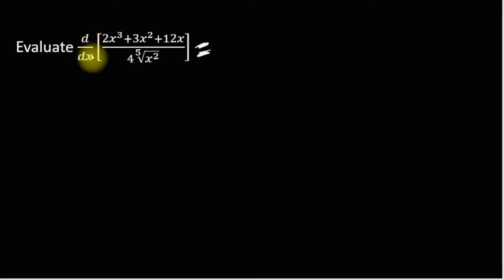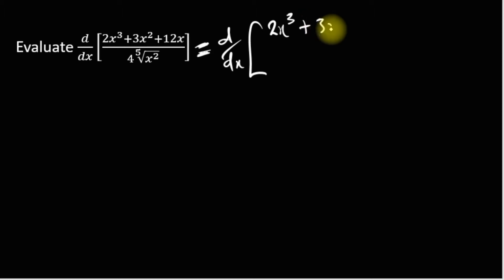Before we find the derivative, we need to simplify this. We know we can write this as the derivative of (2x^3 + 3x^2 + 12x) over x^(2/5).